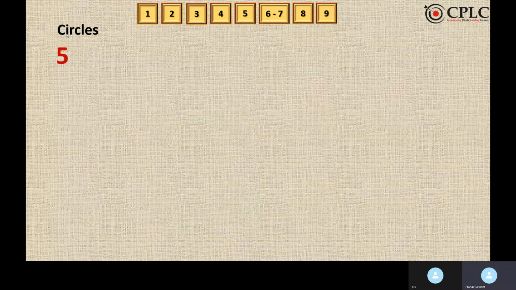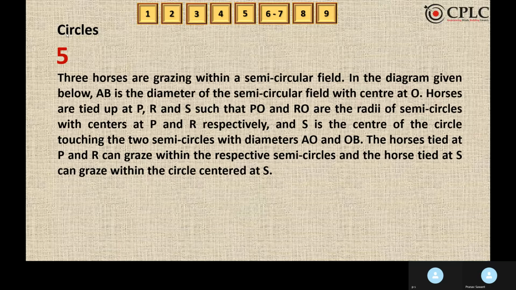Moving to the next question. Three horses are grazing within a semicircular field. In the diagram given below, AB is the diameter of the semicircular field with center at O. Horses are tied up at P, R, and S such that PO and RO are the radii of semicircles with centers at P and R respectively.